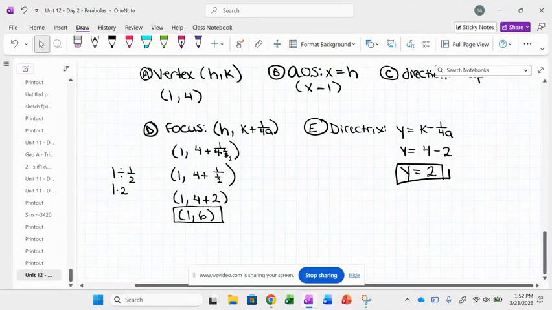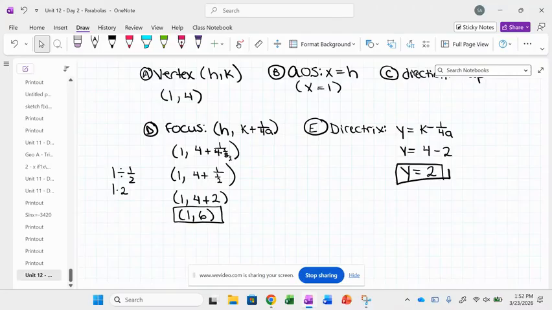To get partial credit, I need to see what equation you're using, because in case you're using the wrong equation, I can at least follow through with that.